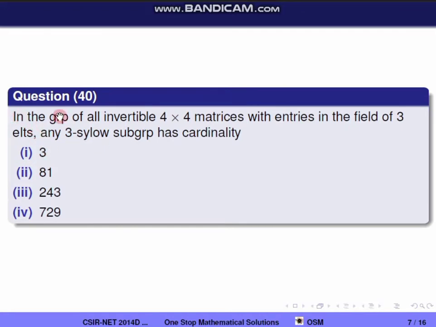Next question, question 40. In the group of all invertible 4x4 matrices with entries in the field of 3 elements, any 3-Sylow subgroup has cardinality. So they have given a group here. We have to find the order of a 3-Sylow subgroup in that group. So we'll look into the concept used.